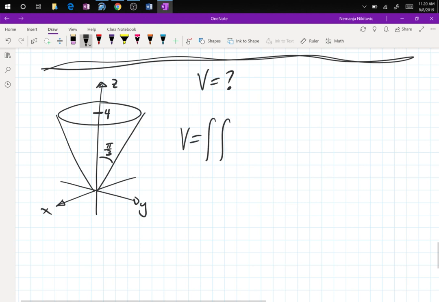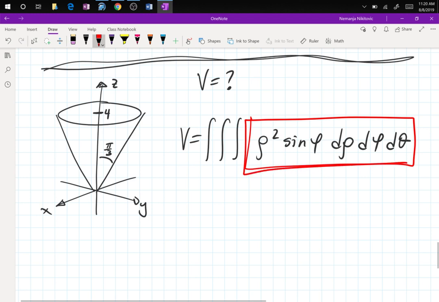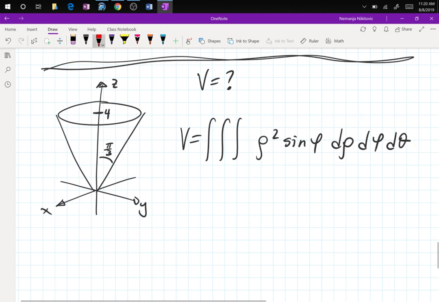Well, we set up a triple integral without the function, so we just put rho squared sine phi d rho d phi d theta. Remember, this is a string that doesn't change problem after problem after problem. You put the same piece in. That's for spherical coordinates. Now it's time for us to figure out what we have for functions here and numbers. Well, first off, this is a full round object. We're not looking for half of the cone or a slice of a cone. We want the whole cone, so 0 to 2 pi would be the limits for theta.